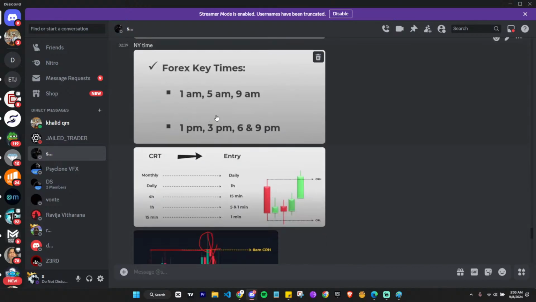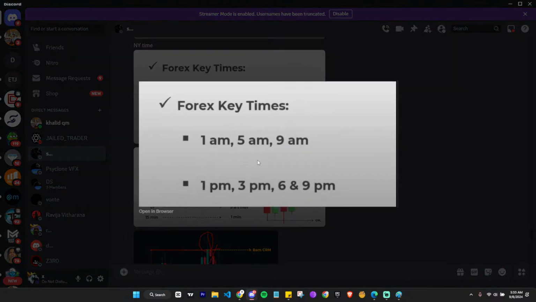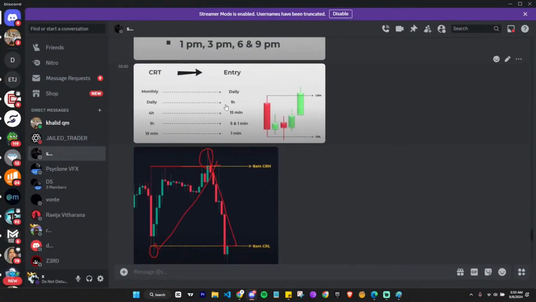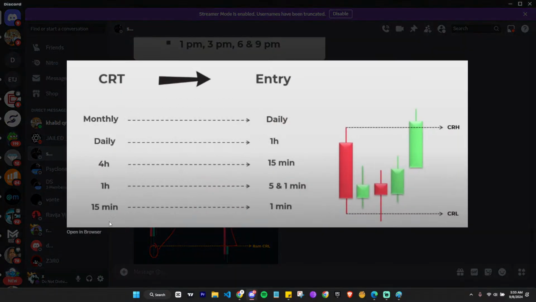Simple as that. So these are the times over here, and this is all in New York time. In my case, 9 a.m. is like 6 p.m. IST. This is also something that you gotta pay attention to. I especially recommend using 4 hour, 15 minute and 1 minute: 4 hour for the bias, 15 minute for the PD arrays, and 1 minute for the entry. Market structure shift and everything, you determine that from the 1 minute.